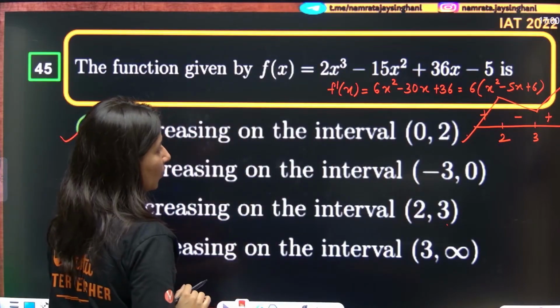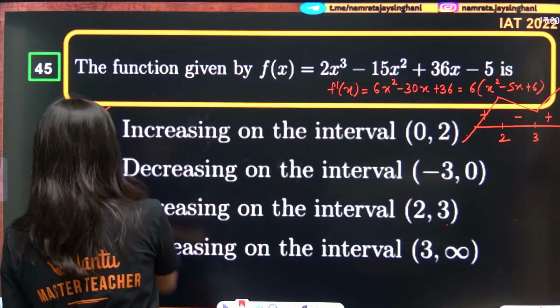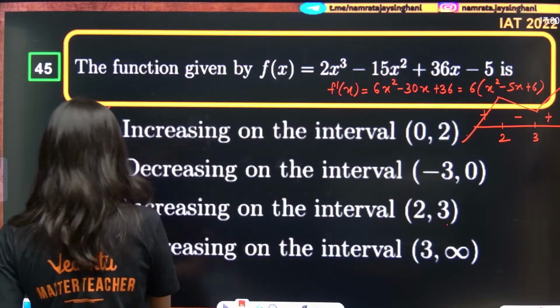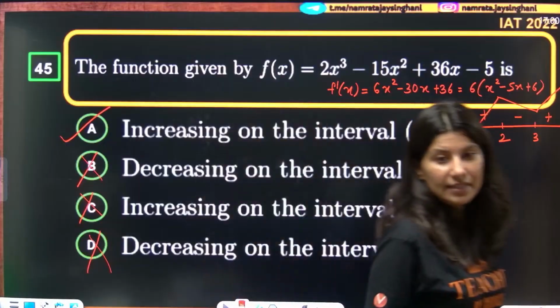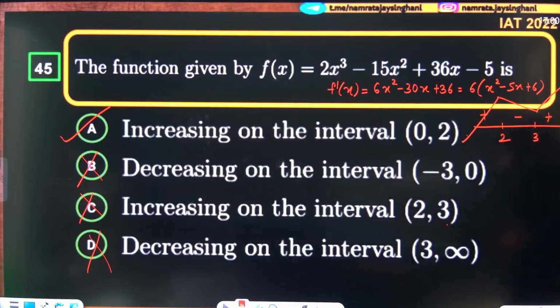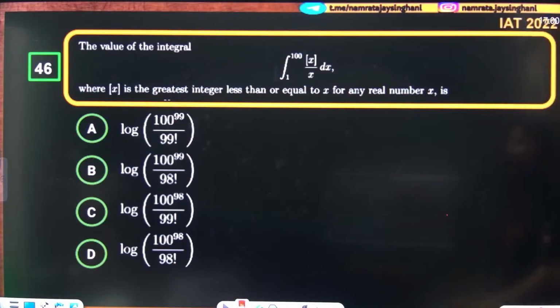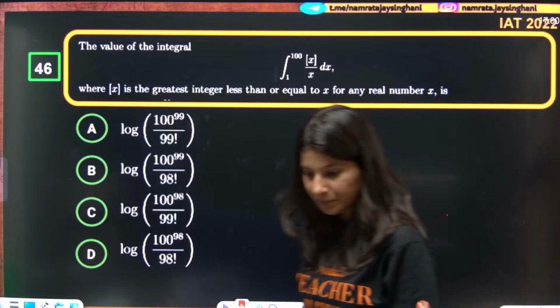Minus 3 to 0, it is decreasing. Wrong. Increasing on the interval 2 to 3. Wrong. Decreasing from 3 to infinity. This is also wrong. So option A is absolutely correct. Yes? Everybody getting it? Now the next question.